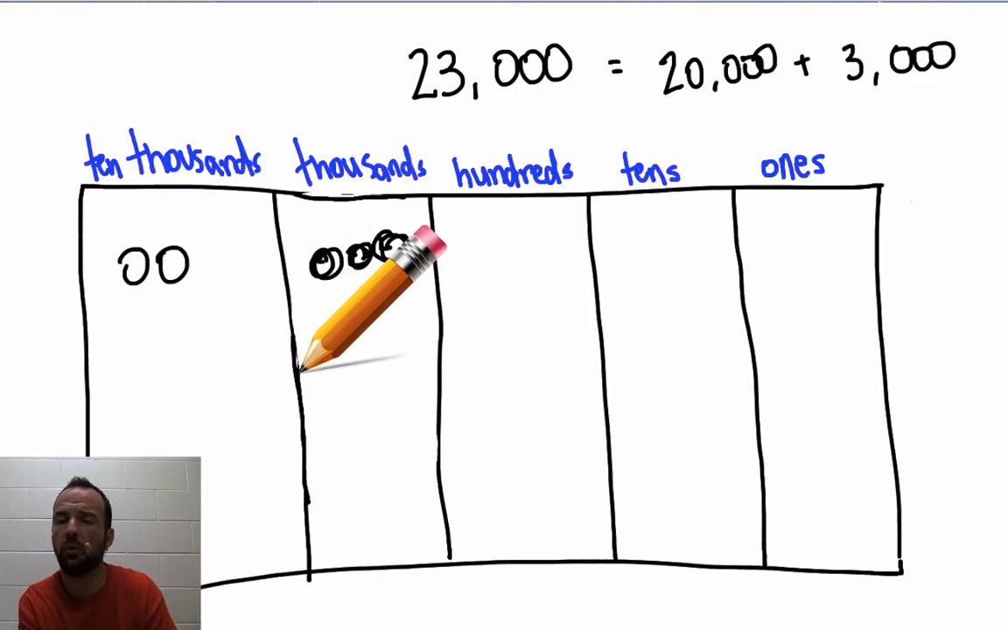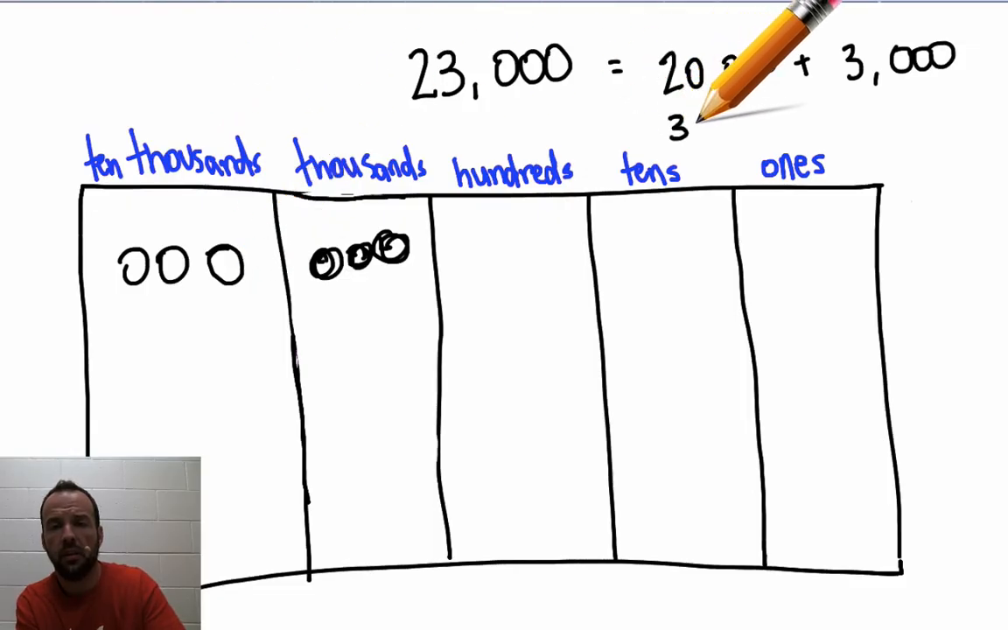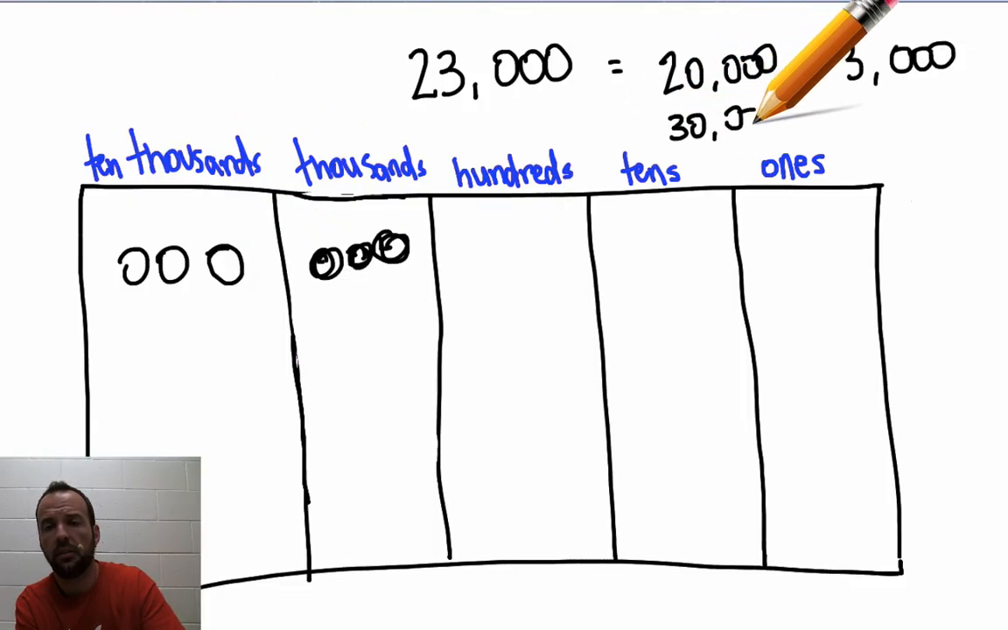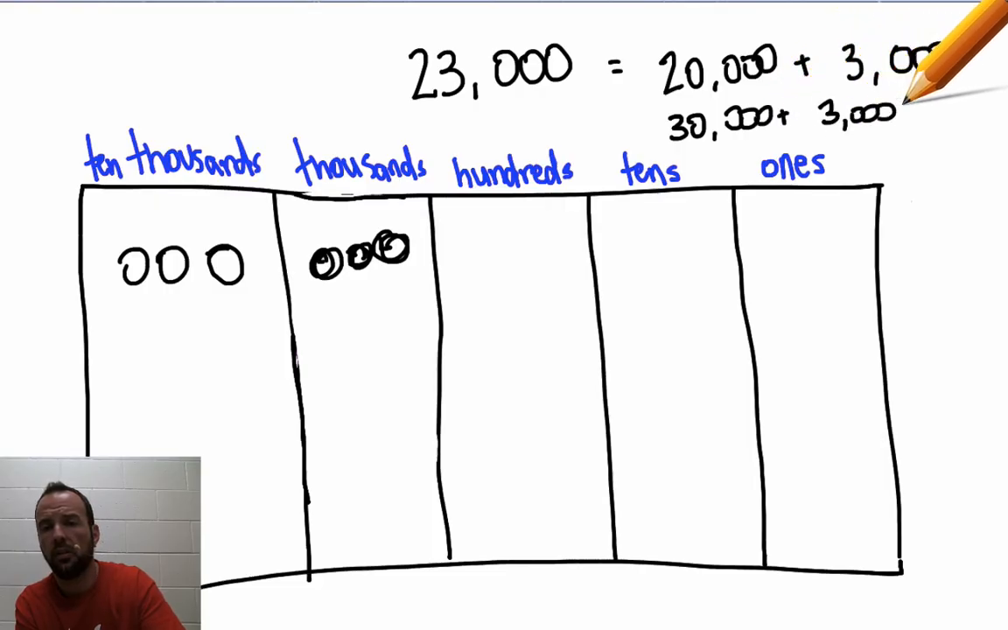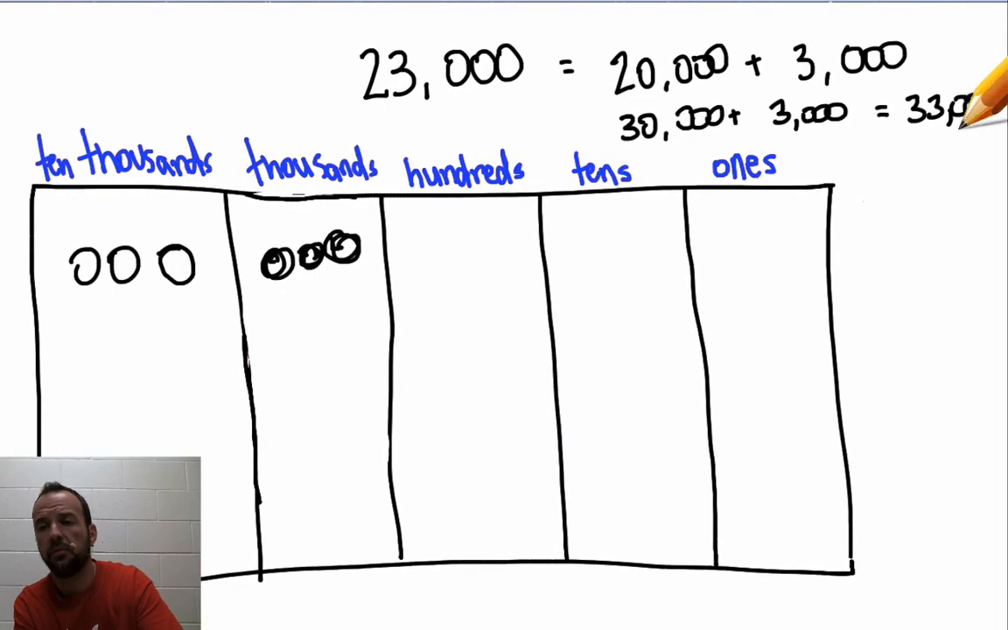10,000 more than this number. What would that work out to be? Draw it on your place value chart and then let's review. All right, so if I had one more 10,000, this would now be 30,000 plus 3,000, which would give me 33,000. Cool. So the number I'm working with now is 33,000.